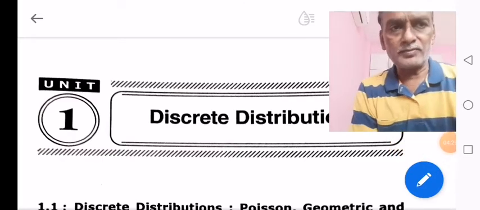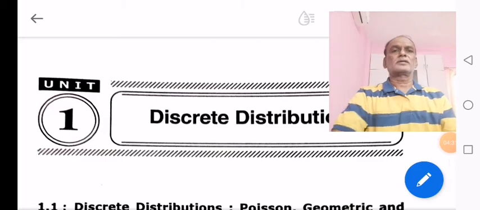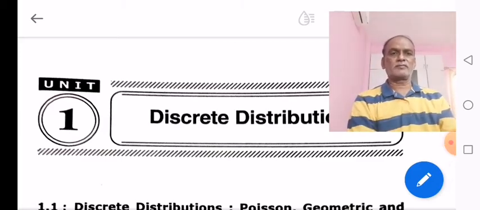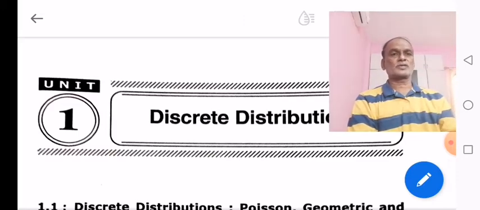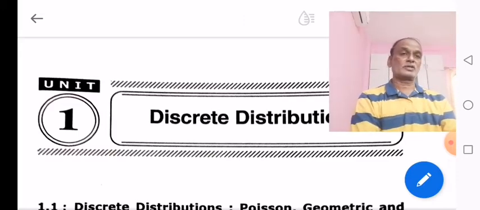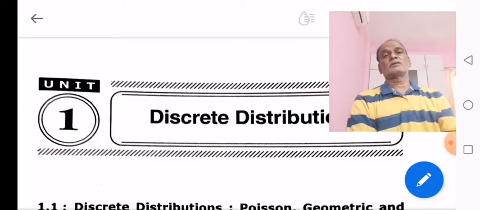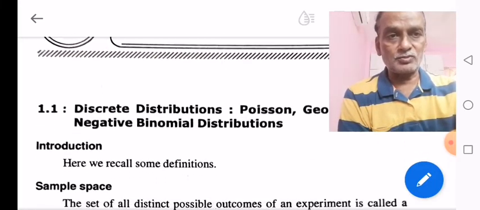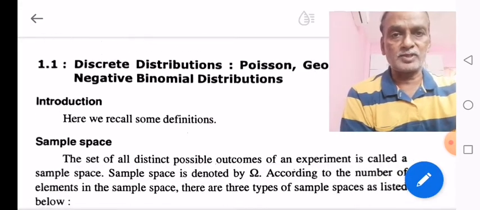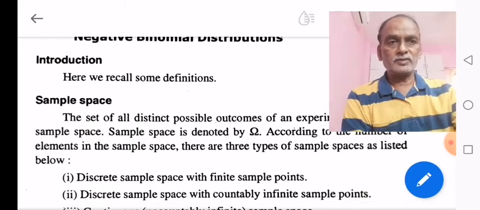Okay, we'll begin with the actual syllabus of this paper number 5. We'll begin with the discrete distribution. Now to study discrete distributions defined on countably infinite sample space, we have to study some terms which are used in studying the discrete distribution dependent on countably infinite sample space.